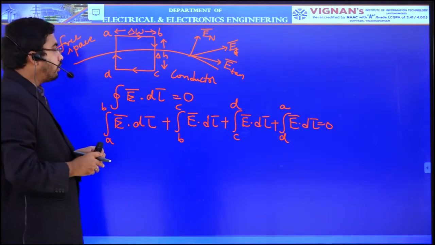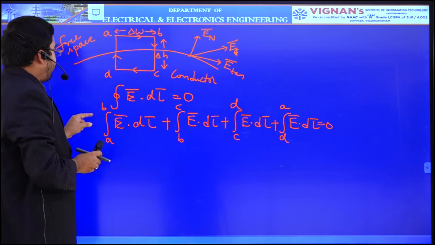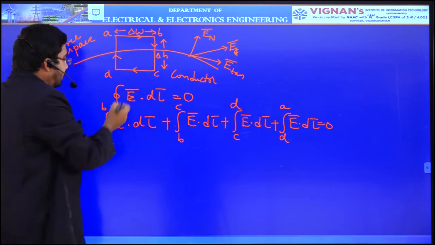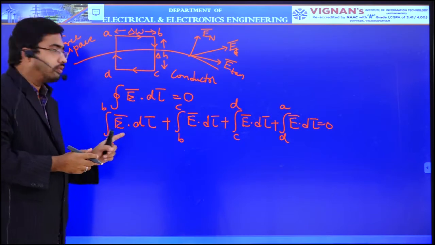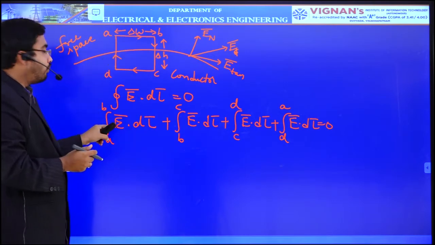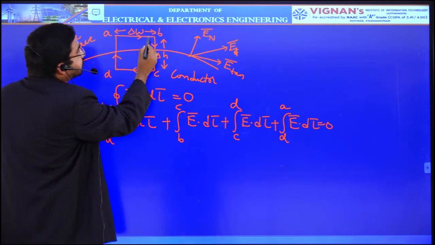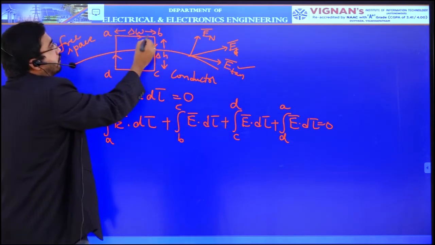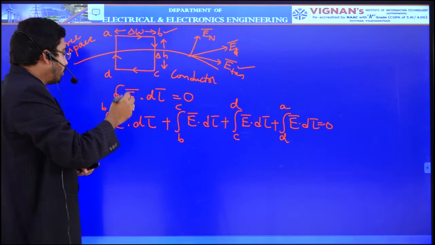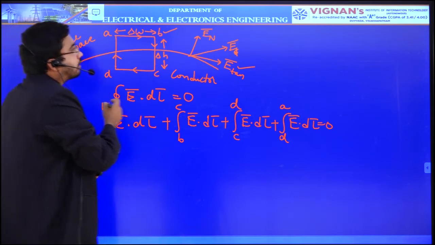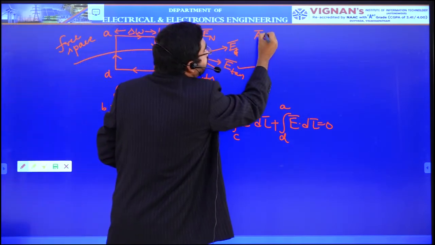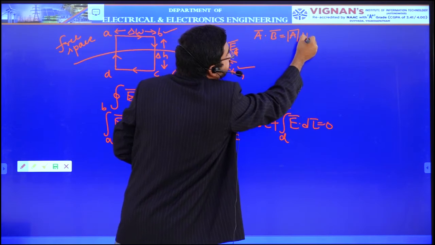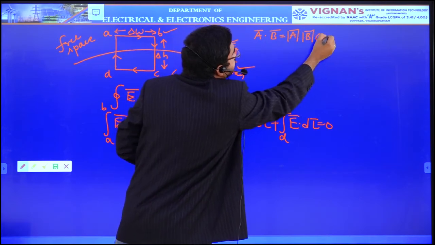So now from this, if you consider from A to B, what is the E component in this direction? That is matching, it is E tan. This is the component which is matching with the AB direction. So if you take the dot product of two vectors, what is A bar dot B bar? A bar dot B bar is mod A bar mod B bar cos theta.